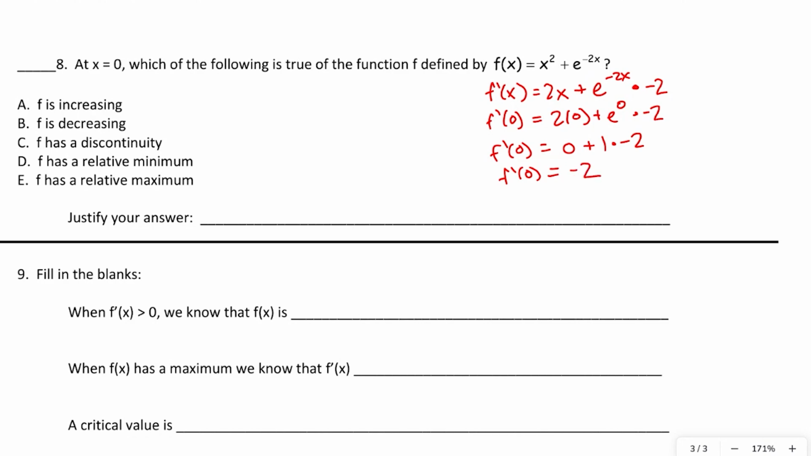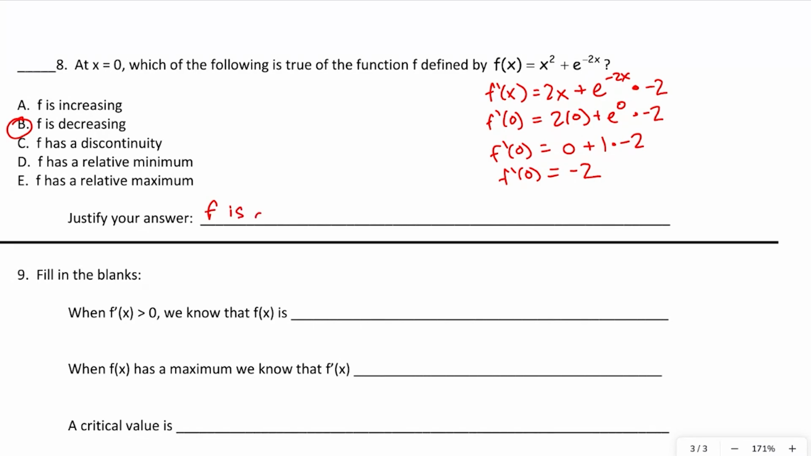I don't really care exactly what it equals. All I really care is that it's negative. And since the derivative is negative, when x is 0, f is going to be decreasing. The reason why we know this is true is because f prime is negative. So we can say f is decreasing at x equals 0 because f prime of 0 is negative.